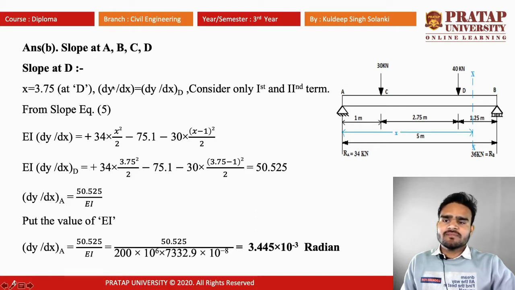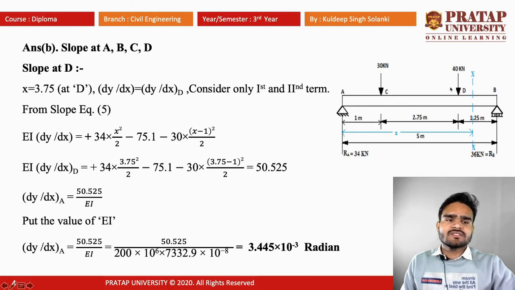dy/dx is equal to dy/dx at D. It means slope at D. And in this case, we are calculating the slope at D. So consider the first term and second term. Before D, 30 kilonewton and 34 kilonewton are effective. So consider both the terms, first and second.